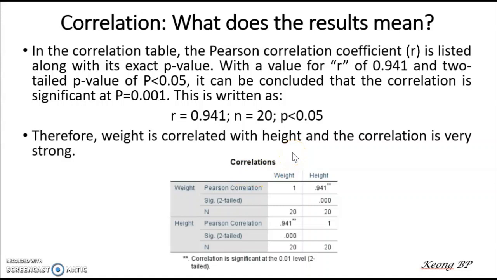The second table is the correlation table. This correlation table shows the value of the Pearson correlation coefficient, which is represented by the letter R, as well as the p-value or significance value. Let's try to interpret this table. The top part of the correlation table shows the value of correlation, which is the correlation coefficient R, between weight and height. As you can see here, the correlation coefficient value is 0.941 and is significant at the 0.001 level.